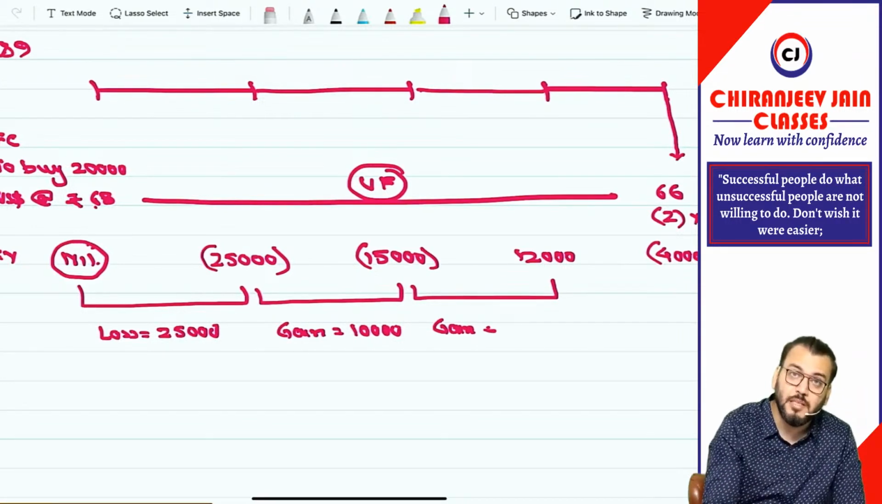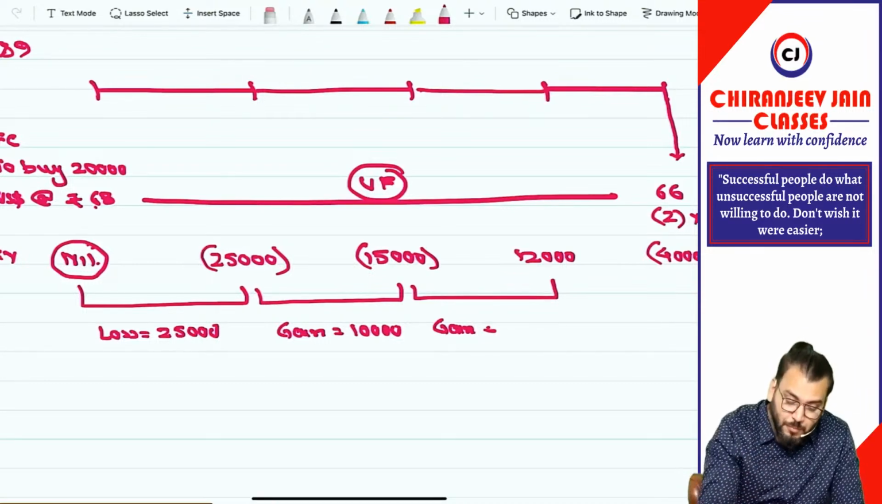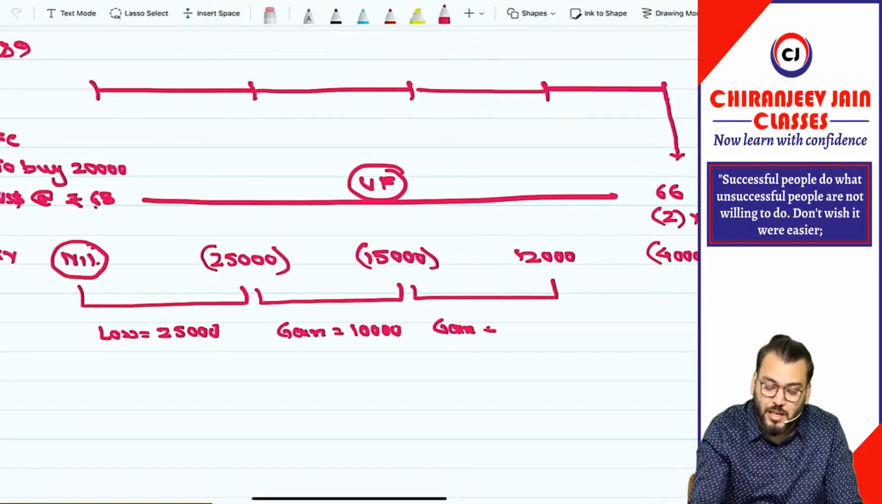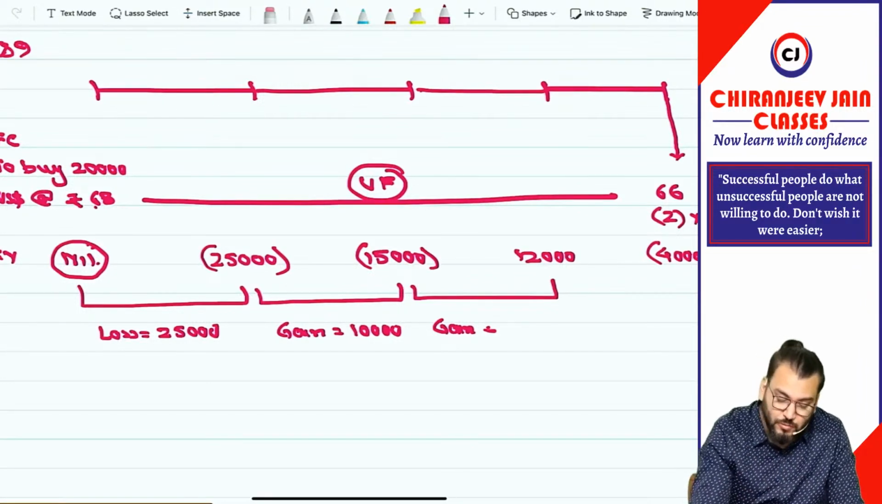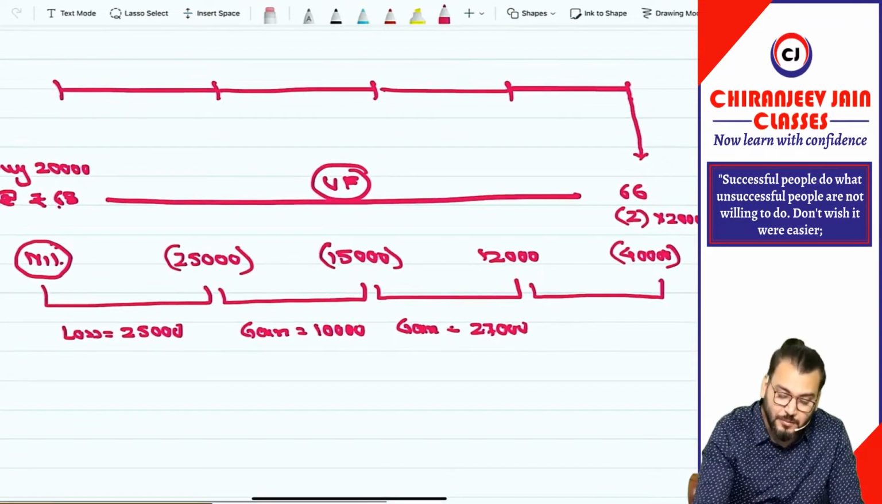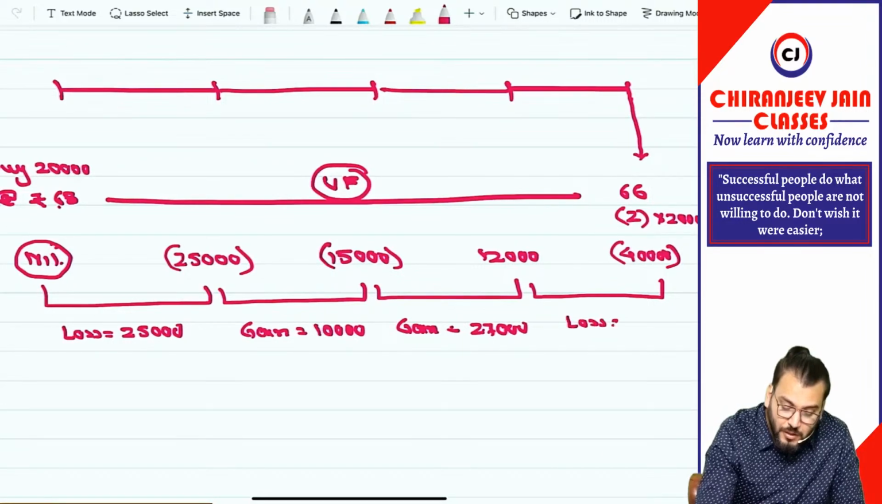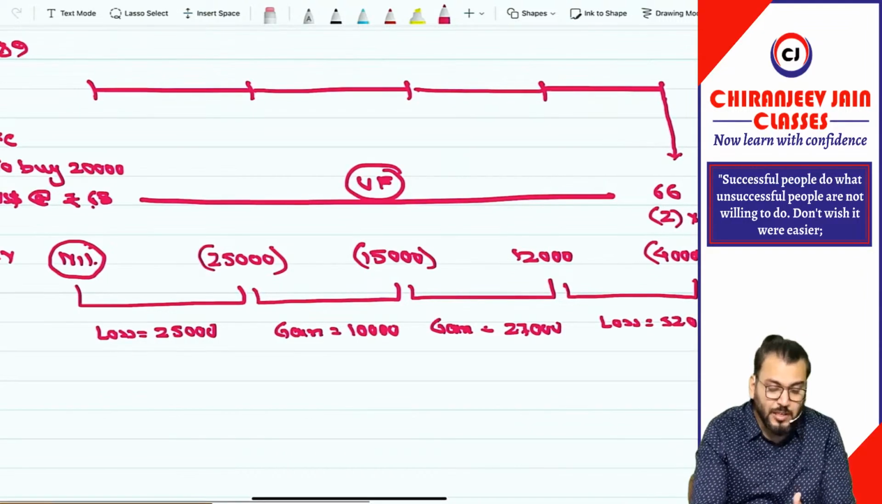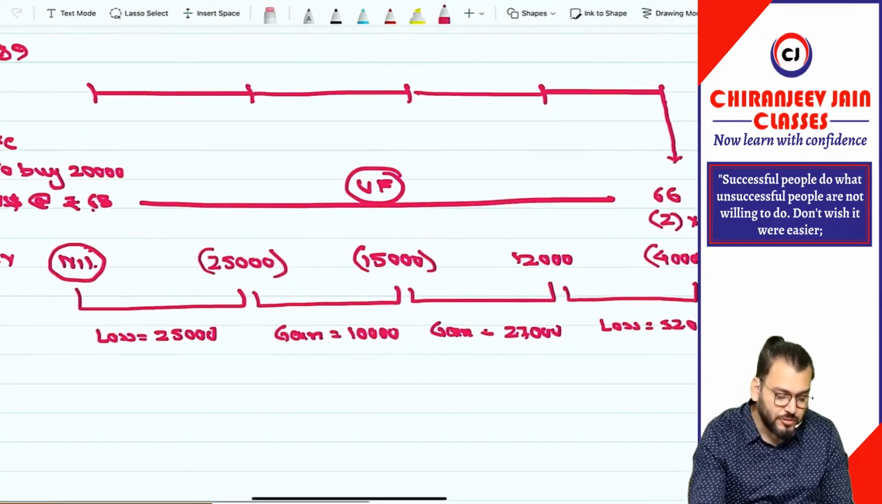15 plus 12. If negative becomes positive, what do we need to do? We need to add. So it is 15 plus 12, how much? 27,000 gain. And then asset becomes liability. Once again we need to add it, but there is a loss. Loss of how much? 52,000. Have you understood this point? If you understand, this is a very simple question.